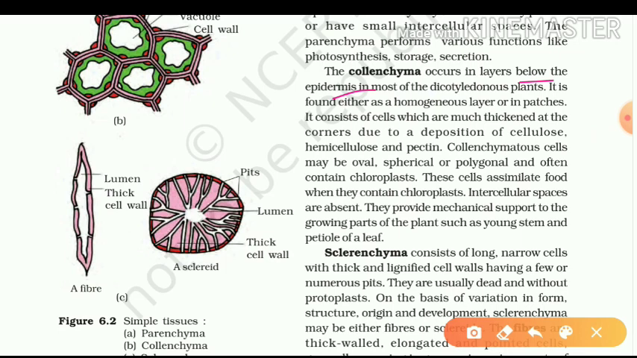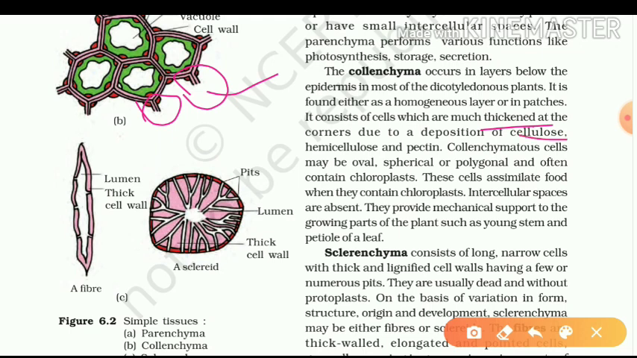It is found in a homogeneous layer or in patches. It is present like similar layers, as well as patch type. Basically, guys, the cell wall is thickened at the corners. You may observe in this picture, here, that it is thickened at the corners due to deposition of cellulose.